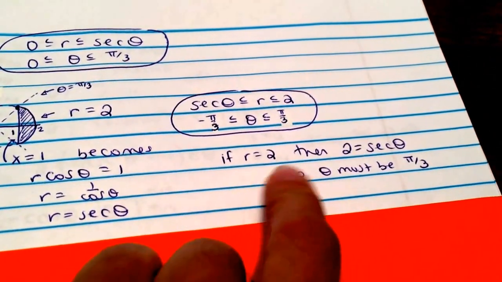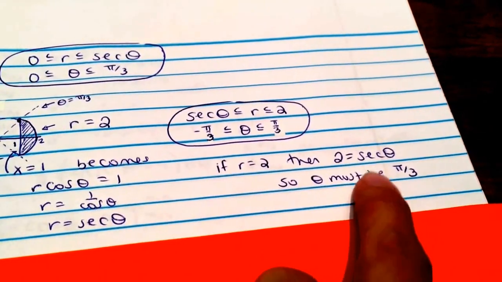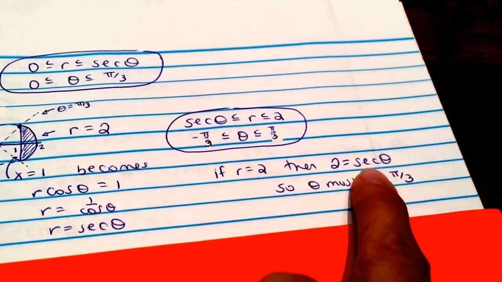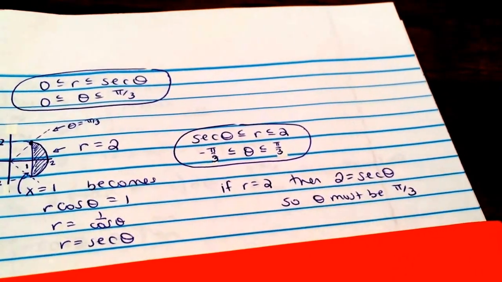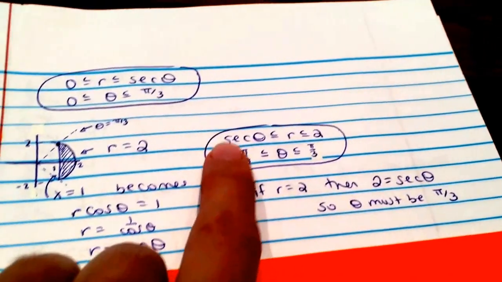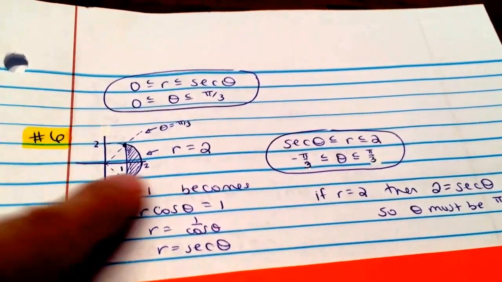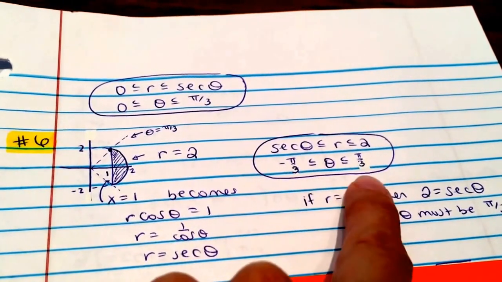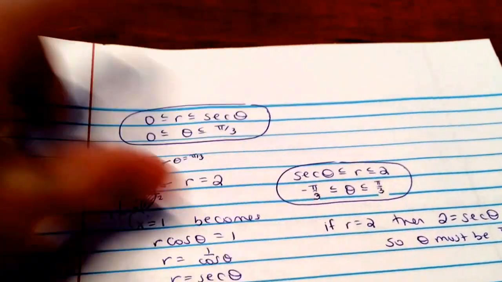Okay, but if the r is 2 here, then you can put the 2 for the r, secant theta. And secant is the same thing as 1 over cosine. So if cosine was 1 half, 1 over 1 half would be 2. So you would ask yourself, where is cosine 1 half? That would be at pi over 3 again. So notice here, this one is pi over 3, so this one must be negative pi over 3. So theta is between negative pi over 3 and pi over 3, and r is between secant theta and 2.